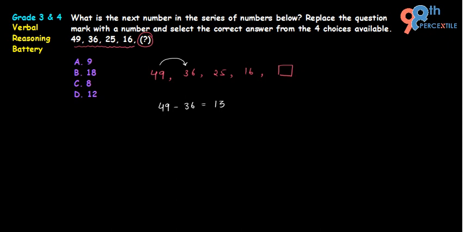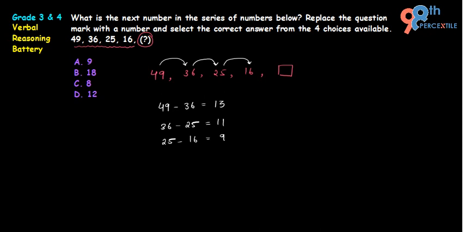Let me go ahead and identify what would happen if I subtract the second two numbers. So if I do 36 minus 25, I get 11. Now I don't see a pattern happening over here, but I can go ahead and find out the difference between the next set of numbers. So if I see 25 minus 16, I get the difference to be 9. And here I sense a pattern that is happening.